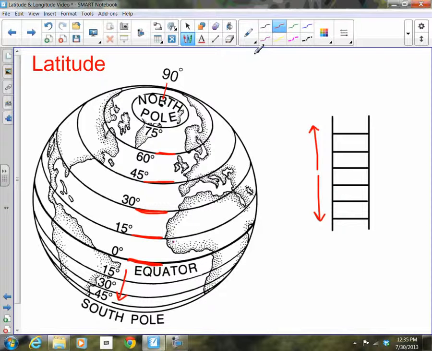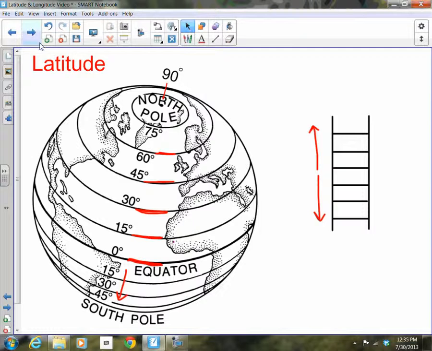Take a look at those latitude lines on that map. Do they touch each other or cross each other? Right, they don't, because they're all parallel. For this reason, lines of latitude are called parallels.